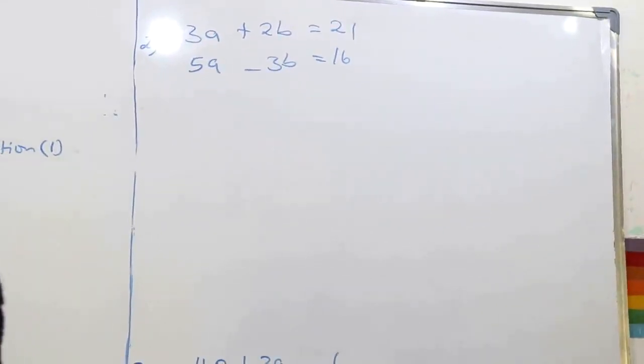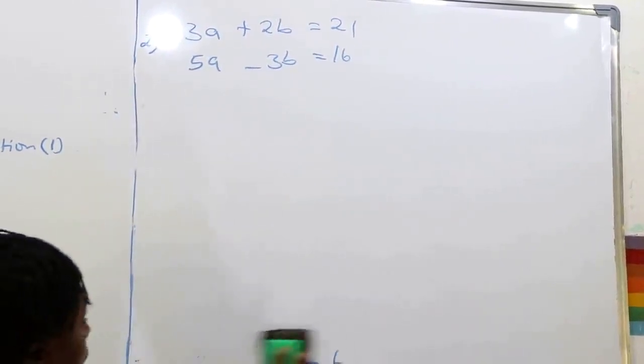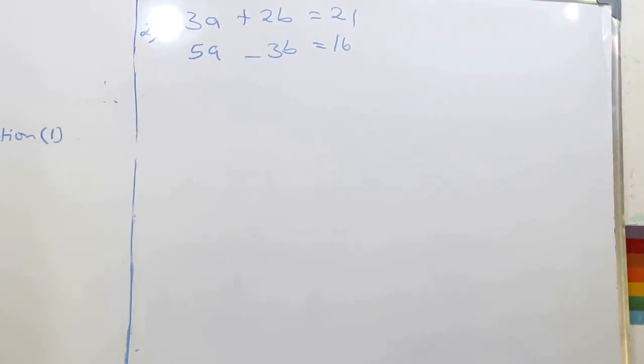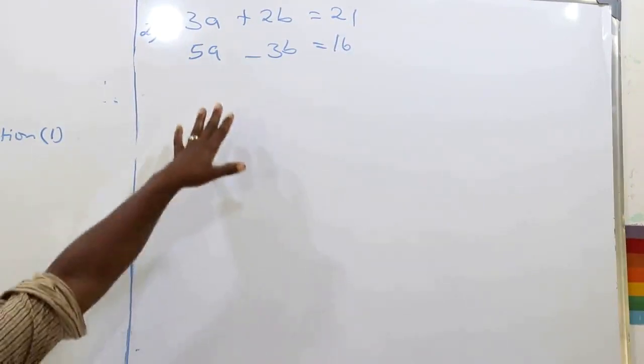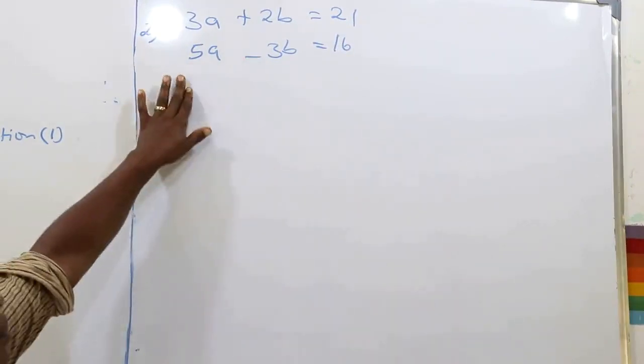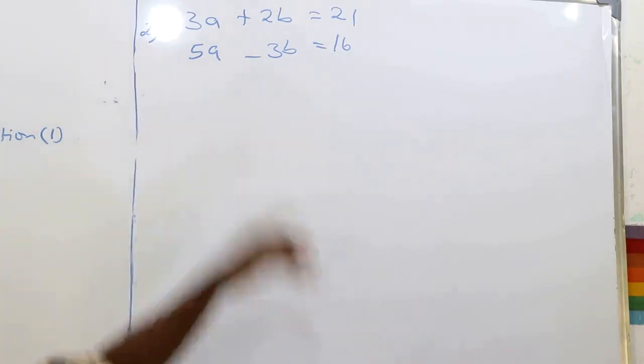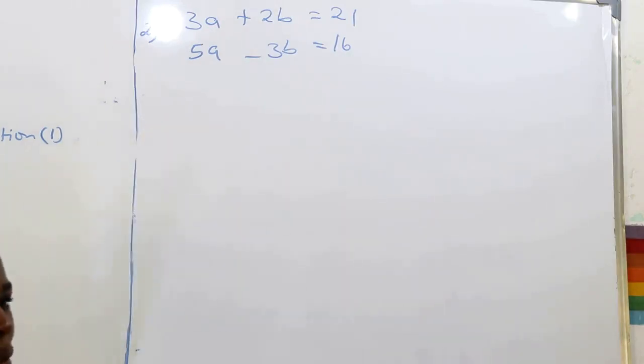Okay, let's look at the second example. We have 3a plus 2b is equals to 21, and 5a minus 3b is equals to 16. Now looking at this one, none of the variables has the same coefficient.